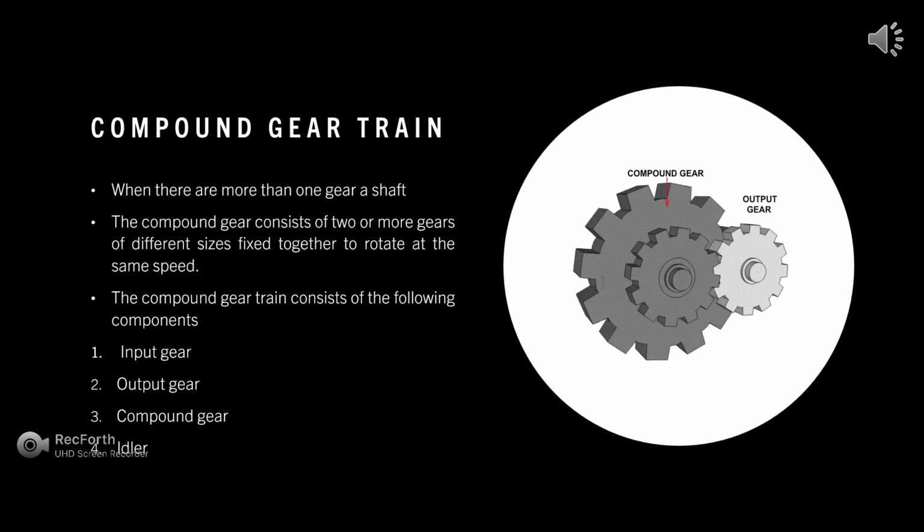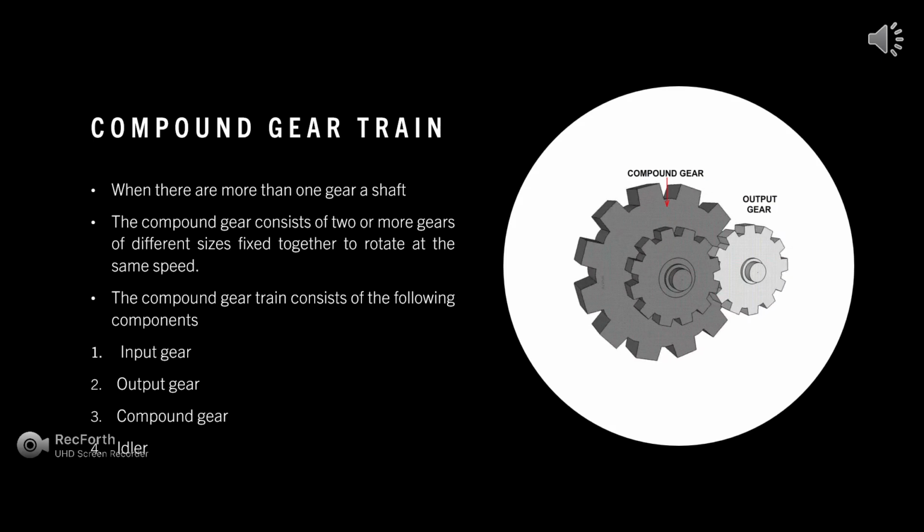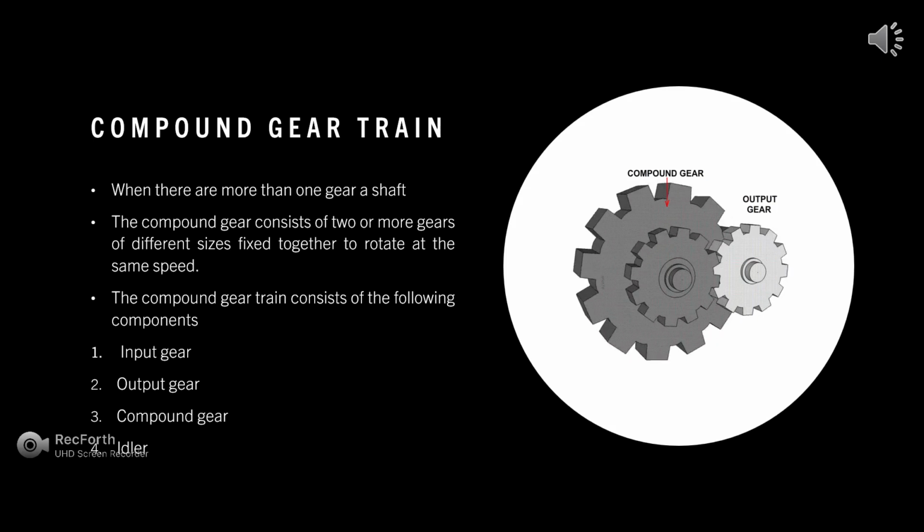For the compound gear train, a compound gear is a number of gears fixed together. Consequently, they rotate at the same speed. An example can be seen. The gears that make up a compound gear usually differ in size and have a different number of teeth. This is useful if there is a need to speed up or slow down the final output. For the example, the output speed will be faster than the input speed.